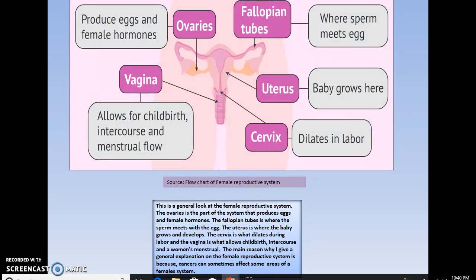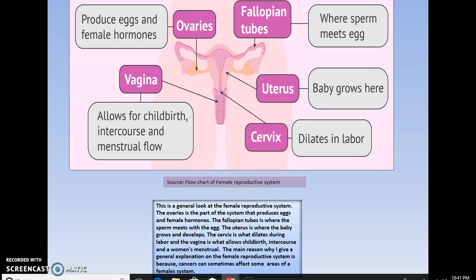Okay, so this is just a general look at the female reproductive system. You've got the ovaries on the top left-hand side. This is what produces the eggs and the female hormones. On the right top corner is the fallopian tubes. That is where the sperm meets the egg.